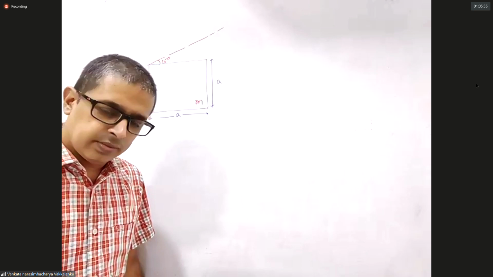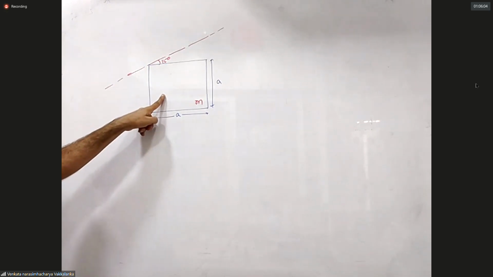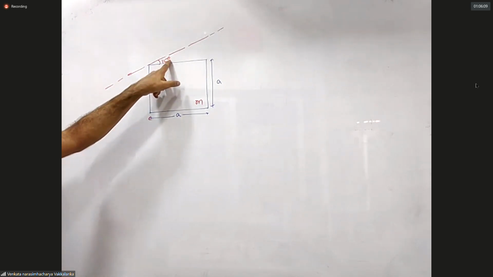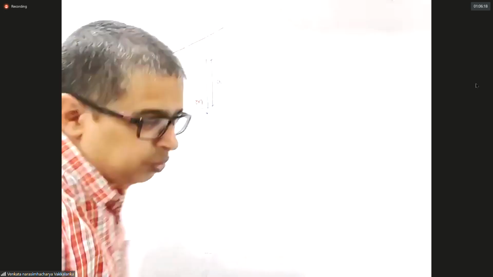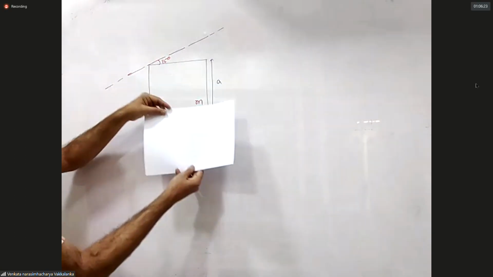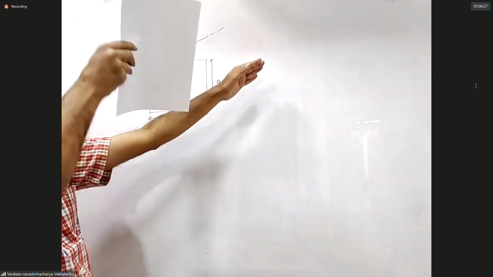Wait. I am waiting. Sir, can you repeat the question? Square plate, moment of inertia about this axis, making an angle of 15 degrees with this axis. So can you show a visualization of how it will rotate? This is the axis. Yes, sir. Okay, sir, understood.